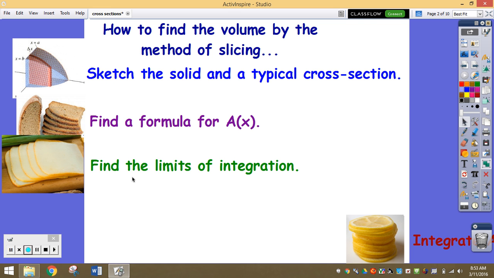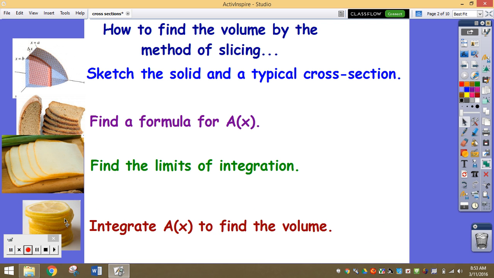So after you do that, you find the limits of integration. So that's where your solid begins and ends on your coordinate plane. And then after you do that, you integrate to find the volume. So again, this list may seem a little abstract right now, but we'll look at an example and hopefully it'll make more sense.